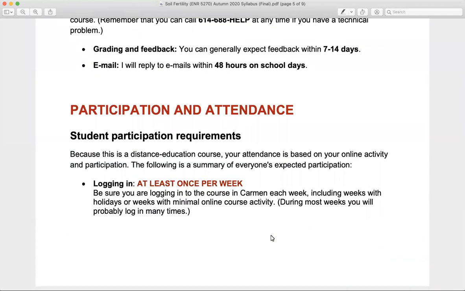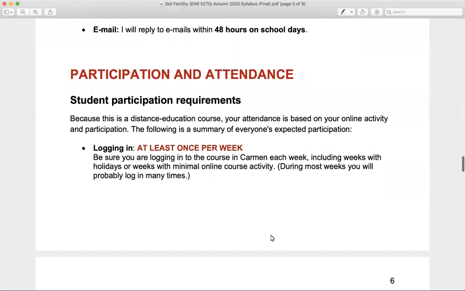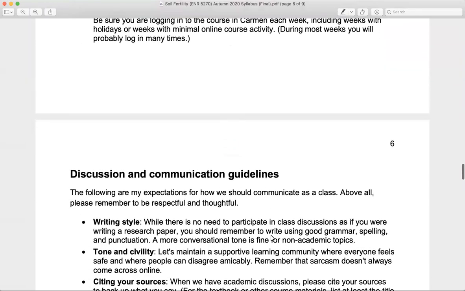Moving into participation and attendance, there's no set requirement in terms of you need to be logged in this many hours or you need to do this or that. Folks, if you want to be successful in the class, you need to be logging in at least once per week to Carmen. I mean, it's going to be multiple times per week if you want to get a respectable grade or even a passing grade, okay?